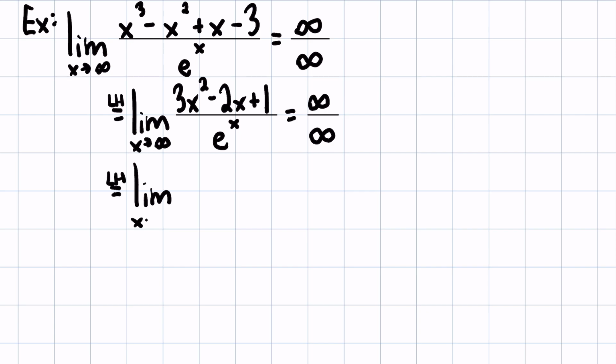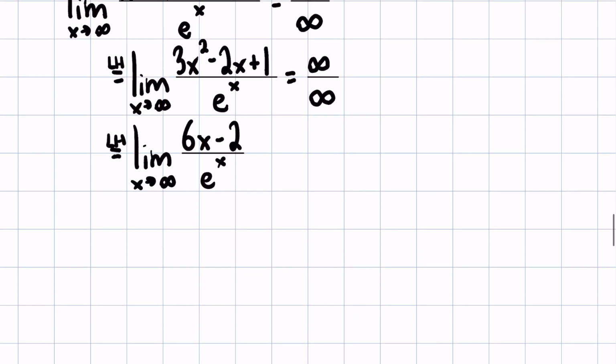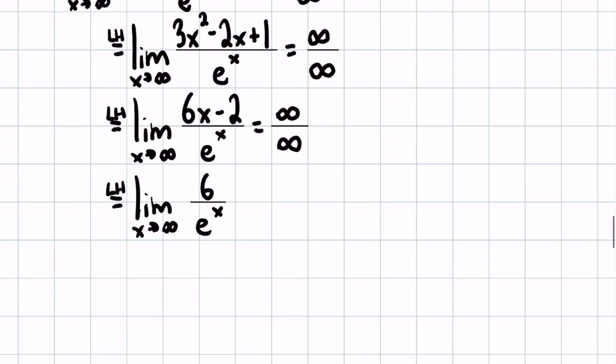And we're just going to keep applying L'Hopital's rule until we get something that is not indeterminate. All right, we still get infinity over infinity. So we're going to L'Hopital one more time. Now we have 6 over e to the x. So when we plug in infinity, we're going to have 6 over e to the infinity. That's 6 over infinity. Any constant over infinity is 0. So that is our limit.